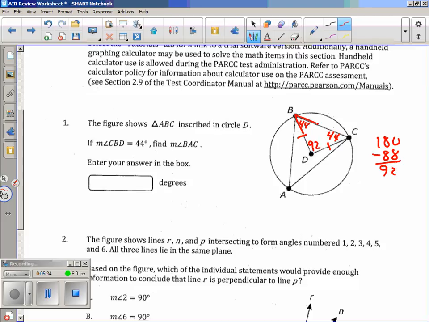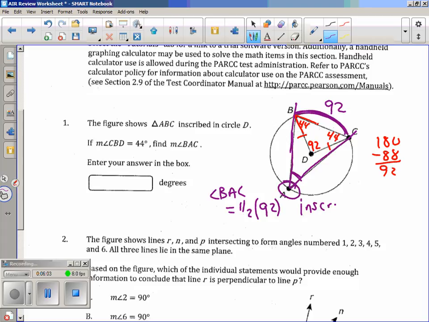Now we want angle BAC. BAC would be this angle here. It cuts out this arc, so if we know that arc, we can find the angle. Since the central angle is 92, the arc is 92. And the angle down here, angle BAC, is equal to 1/2 of 92. Remember, if the vertex is on the circle, that's what we call inscribed, and it's half of the arc. So 1/2 of 92 turns out to be 46.